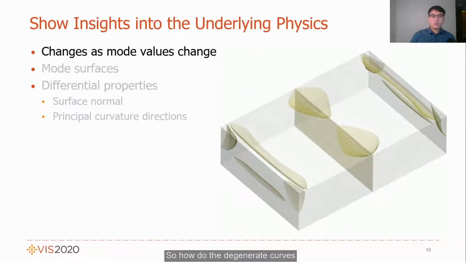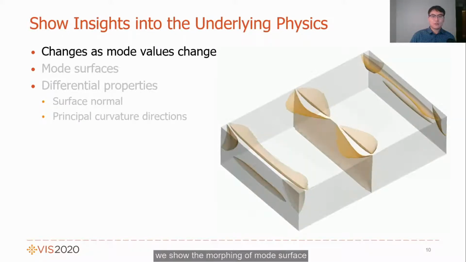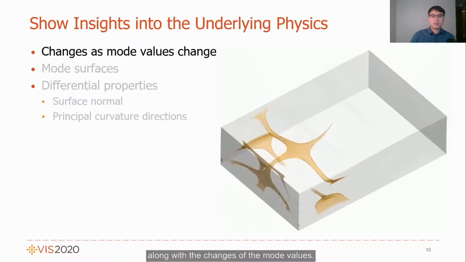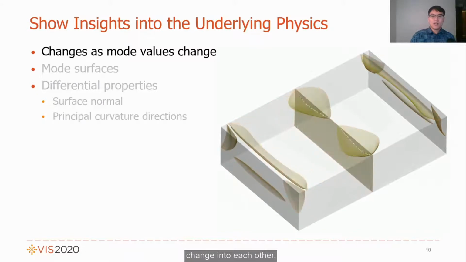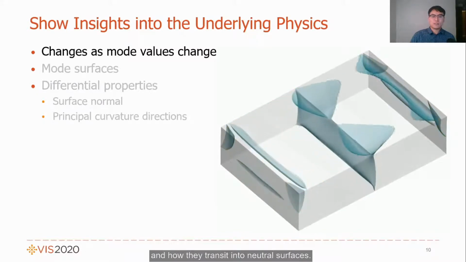So how do the degenerate curves morph into neutral surfaces? How do these topology features interact with each other? All these questions can be answered by studying the mode surfaces. In this video, we show the morphing of the mode surfaces along with the changes of the mode values. We can see how different types of degenerate curves change into each other and how they transit into neutral surfaces.